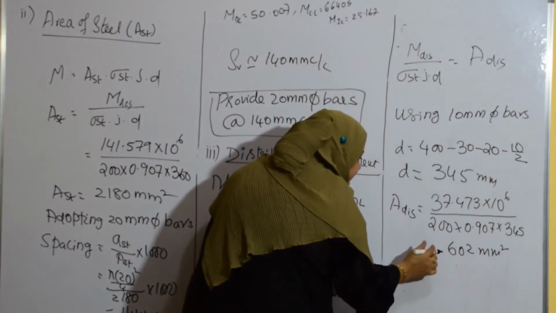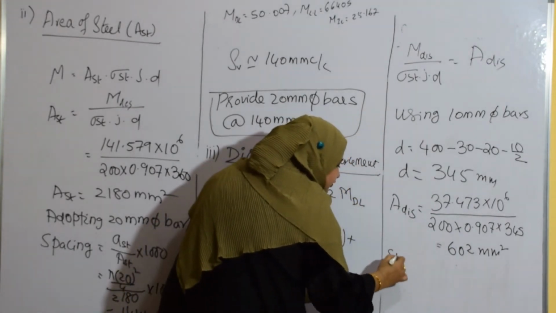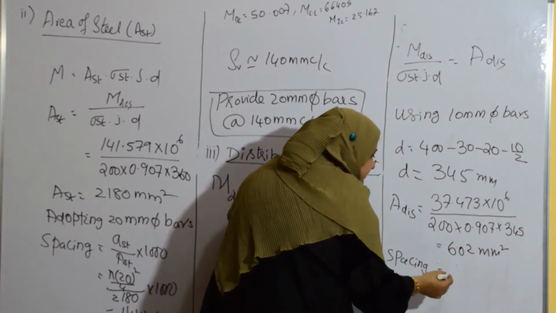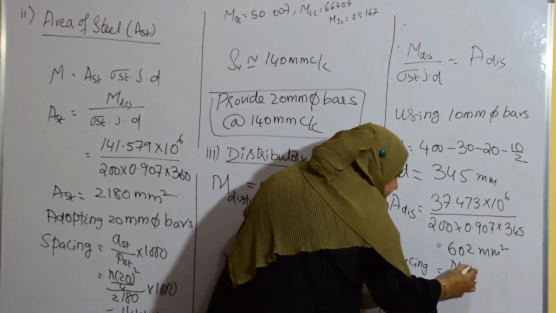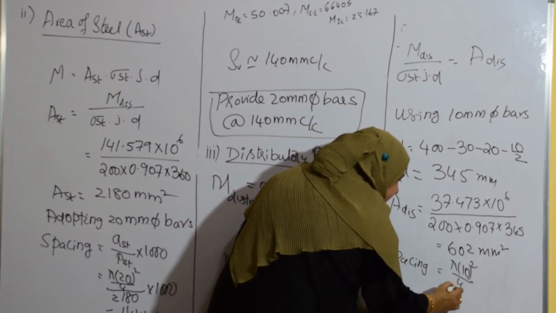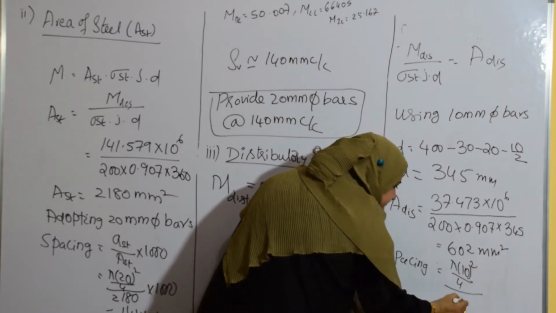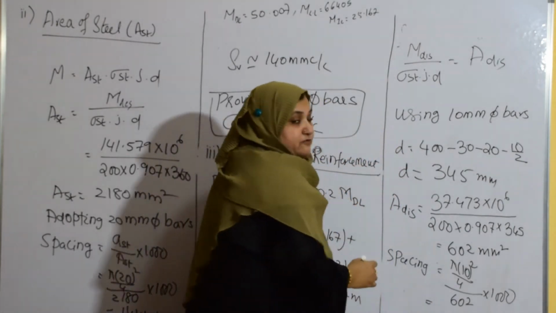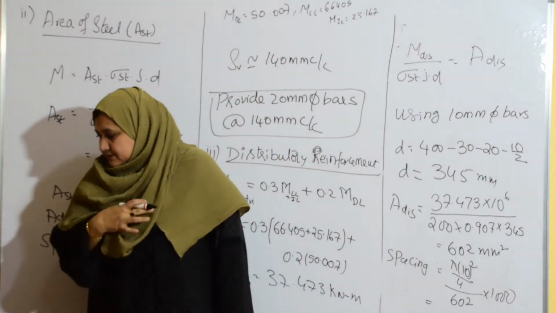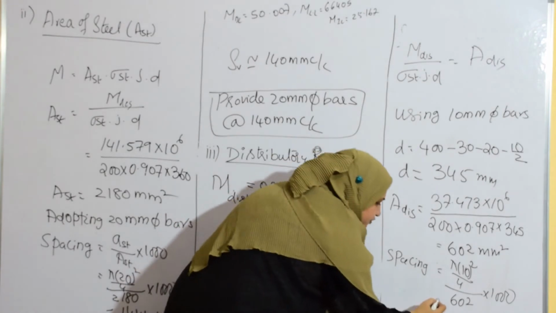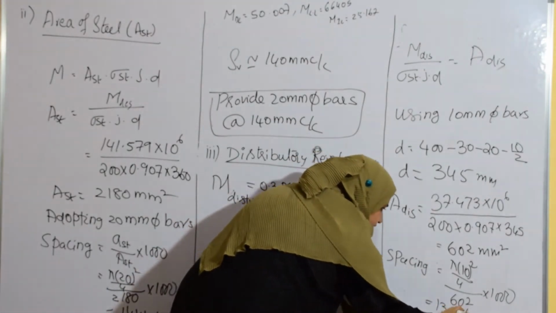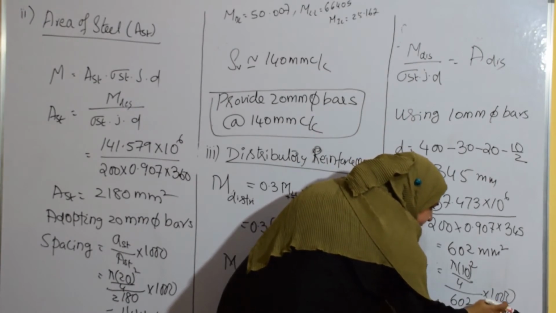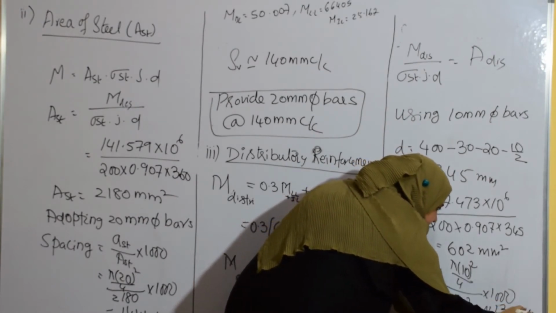Now you are providing 10 mm diameter bar. Spacing is equal to, as I have already explained the formula, area of one bar divided by total area into 1000. This will give me the spacing of distributory reinforcement. So this is coming at 130.4, so I can make it 130 mm center to center.